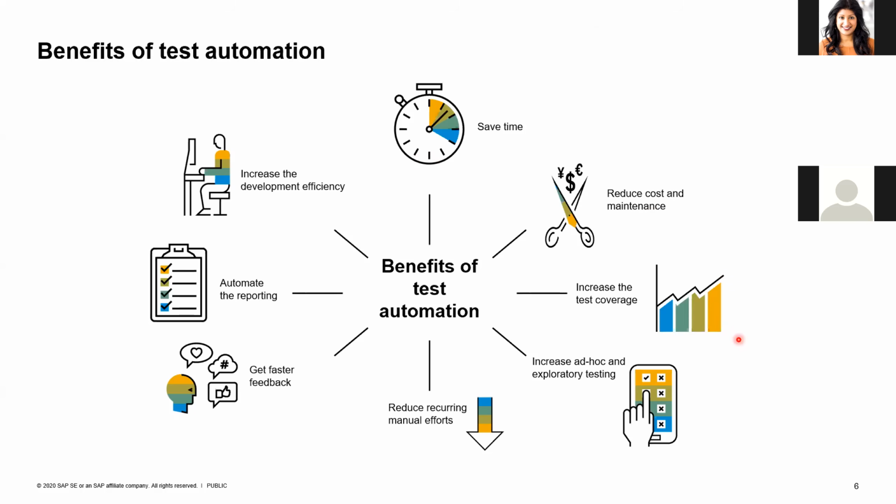Moving forward, it also helps to increase test coverage. Manual testing puts limits on how many tests you can verify, whereas automation allows you to spend time writing new tests and adding them to your automated test suite. This increases the test coverage for your product, so more features are properly tested, resulting in a higher quality application. Then, increased ad hoc and exploratory testing.